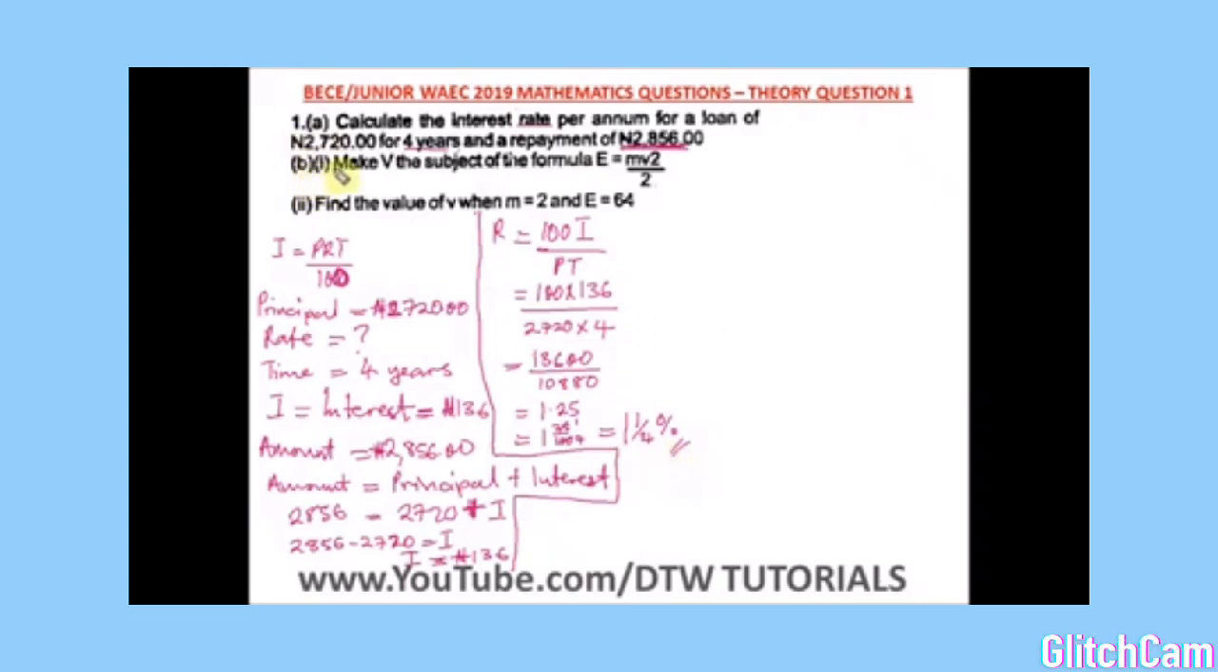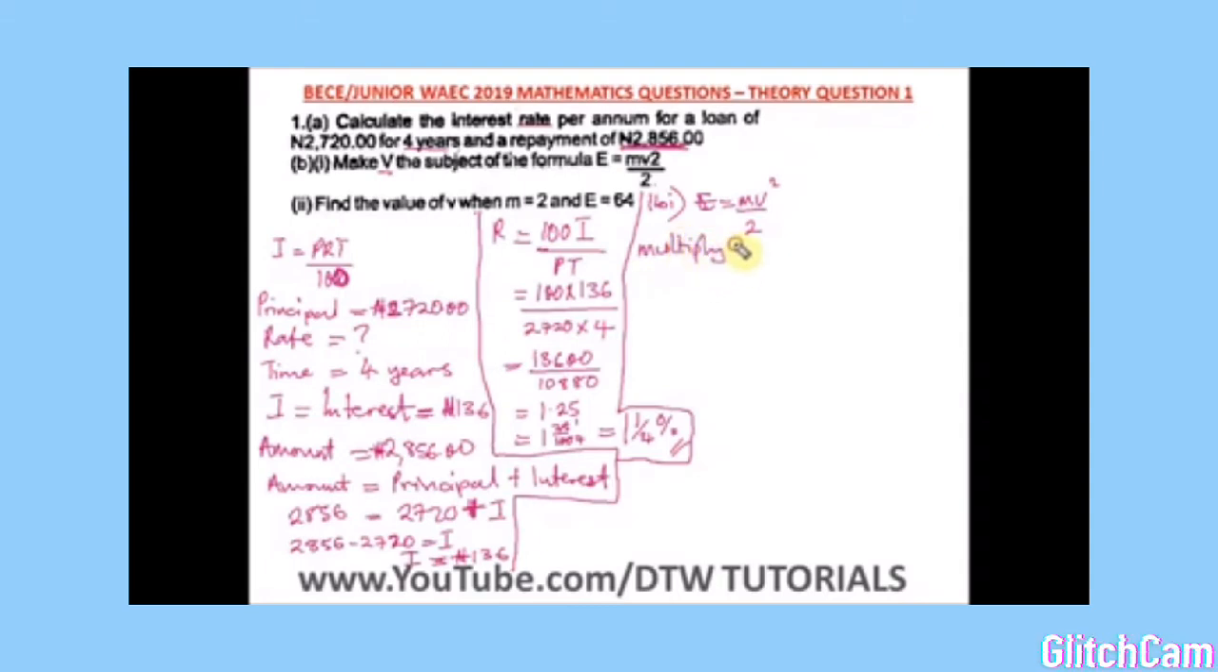So now let's go to question 1bi. It says make V the subject of the formula here. So we have here E is equal to mv square over 2. What's the first thing you have to do? All you need to do is get rid of this denominator here. In getting rid of this denominator, we multiply both sides by 2. This is a theory question, so we have to write it down.